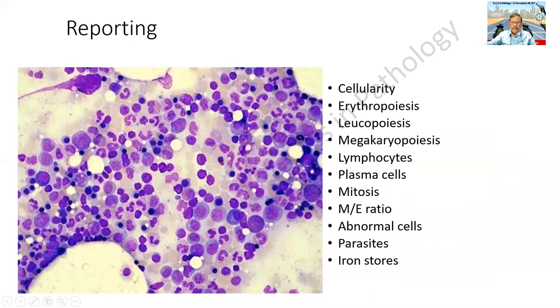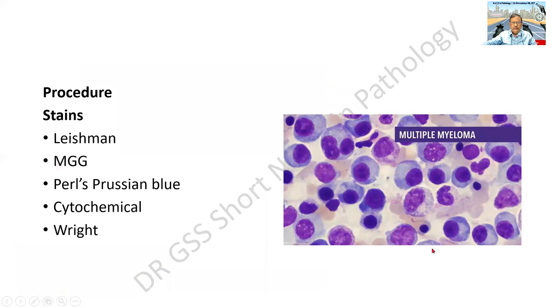And this again is a bone marrow smear, which I had shown. We will be dealing with it gradually. You find that there are too many components over here, but let us remember these subheadings. Cellularity, erythropoiesis, leukopoiesis, megakaryopoiesis, lymphocytes and plasma cells, mitosis, myeloid erythroid ratio, abnormal cells, parasites, and iron stores. These headings I have obtained from JIPMER and it has stood the test of time.